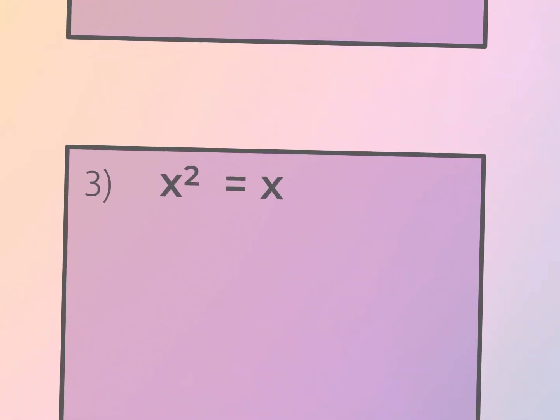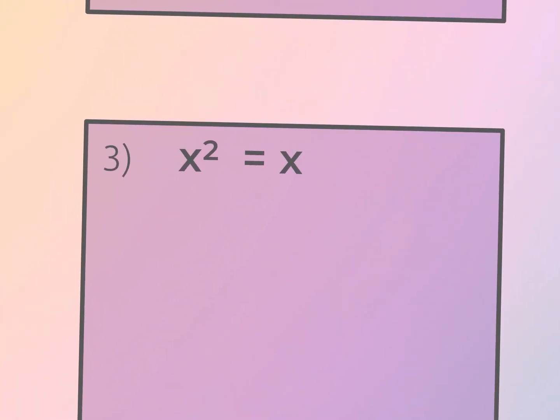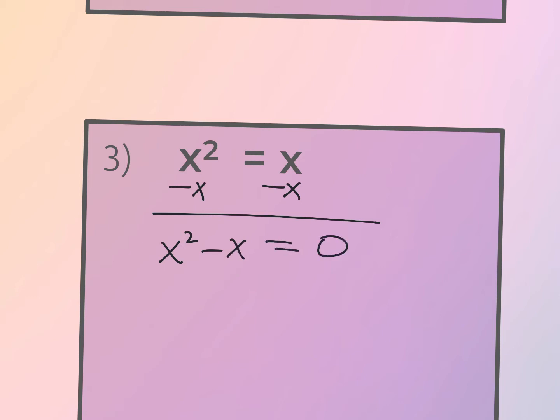Again, I need to set my equation equal to 0. I'm going to subtract x. And now I'm left with x squared minus x equals 0. Again, another GCF scenario here. So I can divide both of them by x. And I'm left with x minus 1 equals 0.